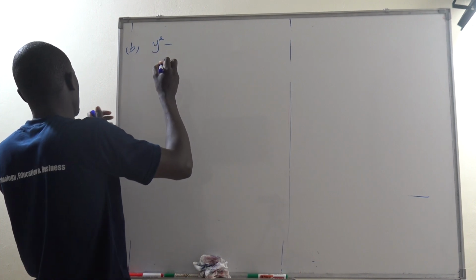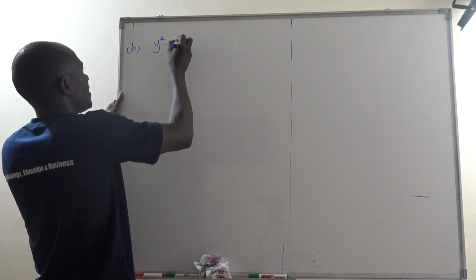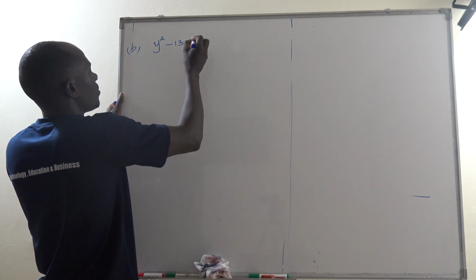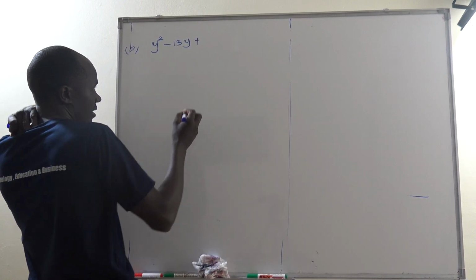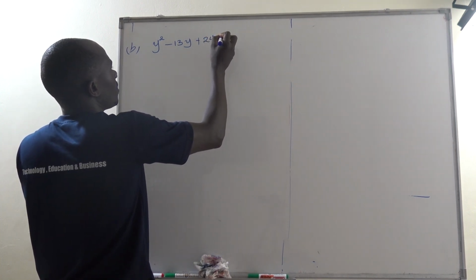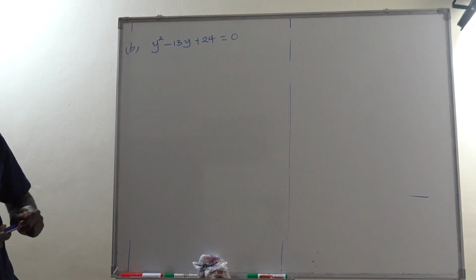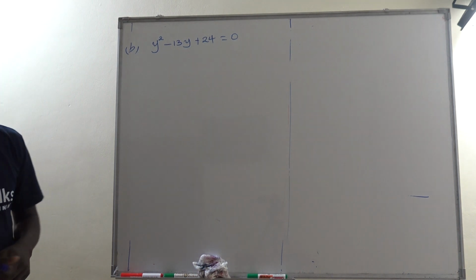Part B was y squared minus 13y plus 24 equals 0. So let's look at that. What do we do? The first step is to take this one to the other side.